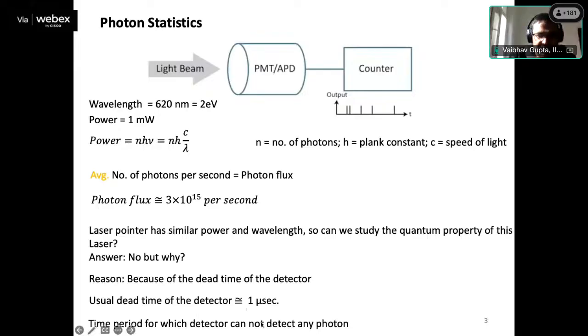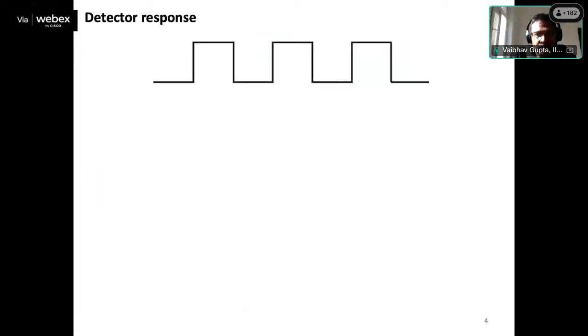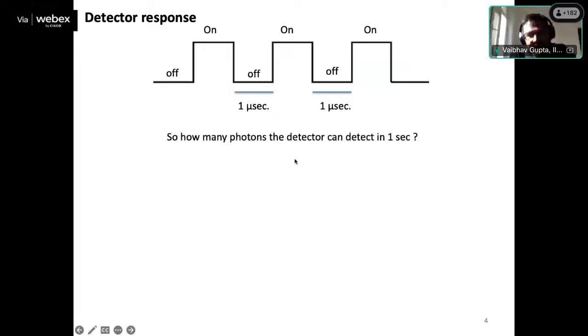So what is the dead time? Dead time is the time for which the detector cannot detect any photon. For example, we have a detector which has this kind of response, and let's say for 1 microsecond the detector is off, then it remains off, and then again for 1 microsecond the detector is off, and it keeps doing this. So what is the maximum number of photons it can detect in 1 second?